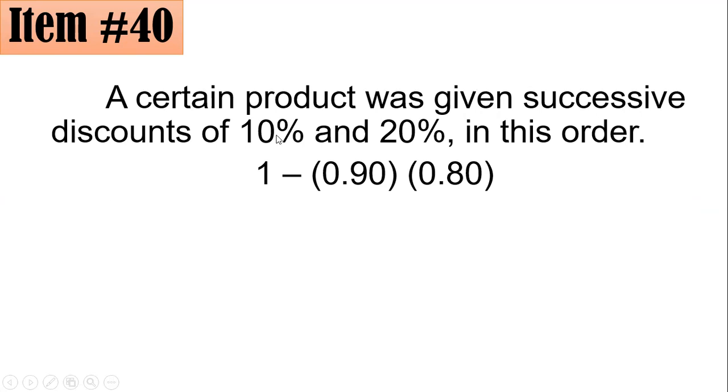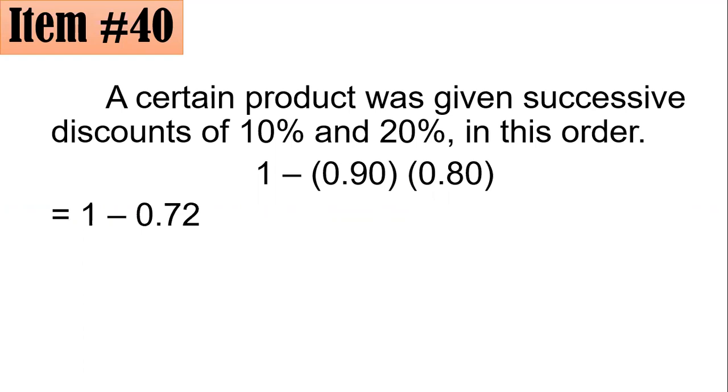So kapag nag-subtract ka ng 10%, syempre 90% na yung babayaran mo nun. That's why I have here 0.90. Kapag babawasan mo siya ng 20%, syempre mababawasan siya. I mean, yung matitira sa kanya is 80%. That's why I have here 0.80. That's why multiplying 0.90 and 0.80, subtracting it from 1 will give you the pretty straightforward answer.